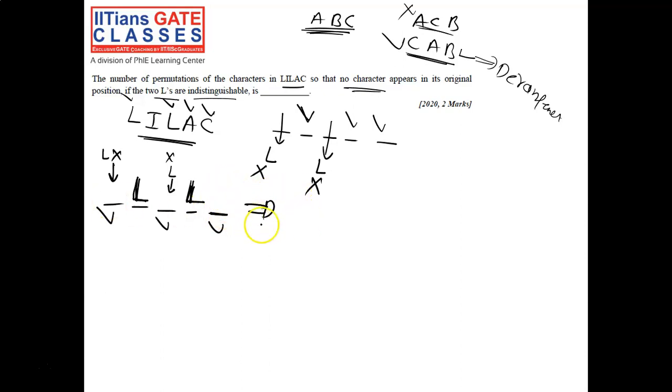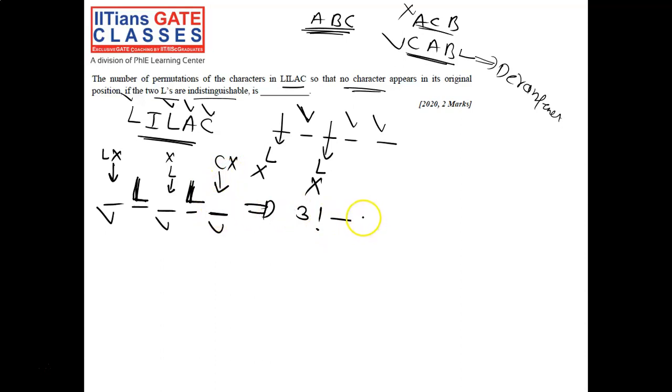So how many such words can we make? Of course we cannot put C here. These three characters I, A, C can be arranged in 3 factorial ways, but out of these 3 factorial ways we should subtract those ways in which C is present in the fifth position.